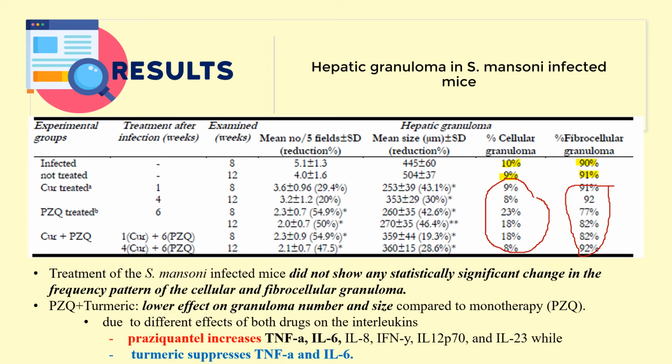Praziquantel and turmeric, or the combination therapy, has a lower effect on granuloma number and size compared to the monotherapy. As we can see here, in the praziquantel-treated group at 8 weeks post-infection, there is a 42.6% hepatic granuloma reduction, while at 8 weeks post-infection with the combined therapy, there is only a 19.3% hepatic granuloma reduction. This is due to the different effects of both drugs on the interleukins, as praziquantel increases TNF-alpha and interleukin-6, while turmeric suppresses TNF-alpha and interleukin-6.